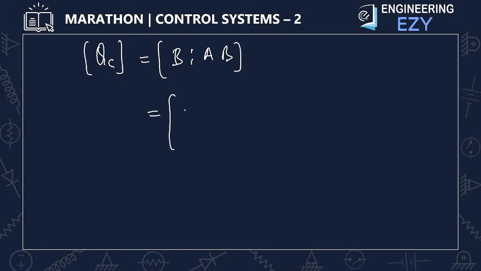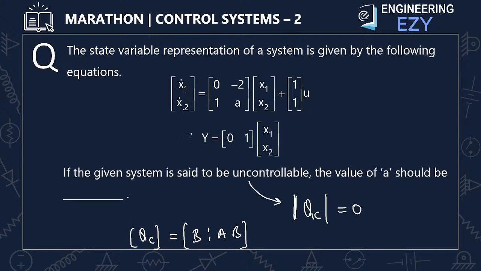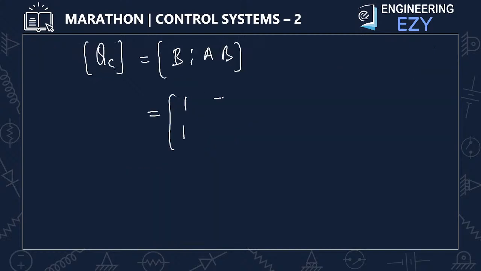B is given as 1 1. Yes, Prasanjit, very good. Your answer is correct. And if you multiply the A matrix with the B matrix, 2 by 2 and 2 by 1, what do you get? 0 into 1 gives 0 minus 2, so this element is minus 2, and the other is 1 plus A. It is the second column. So the second column is minus 2 and 1 plus A. This is the Qc matrix.